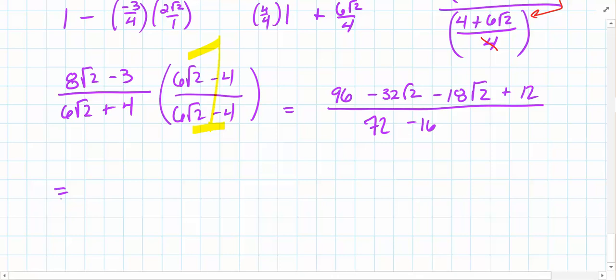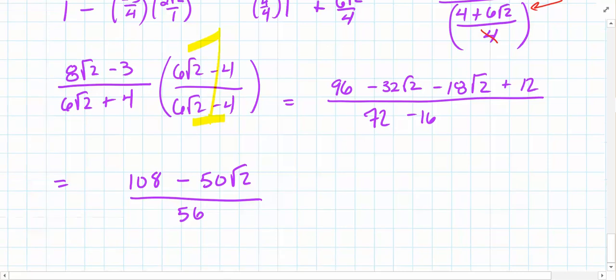Looks like I'm going to get negative 32 root 2 and then a negative 18 root 2. And then I have a 96 and 12. So 96 plus 12, that's 108. Minus, let's see here, what's 32 and negative 18? Yep, minus 50 root 2's. All divided by 72 minus 16? 56, right? All right, getting better.